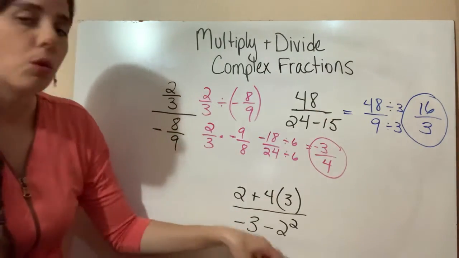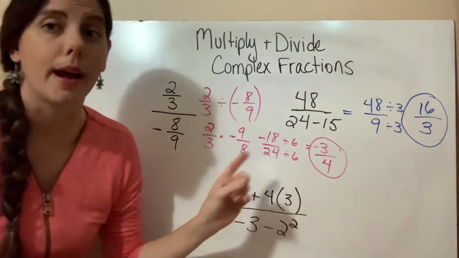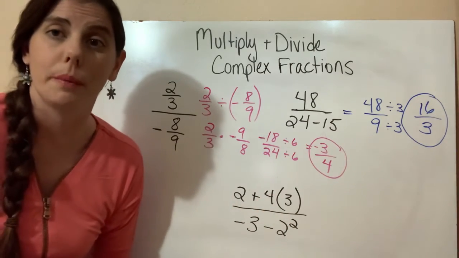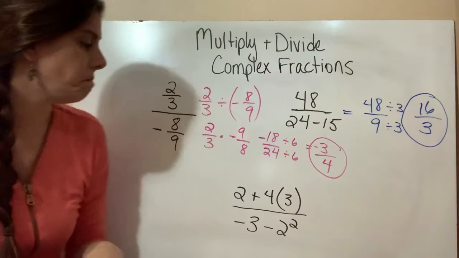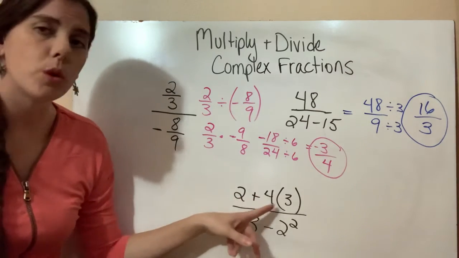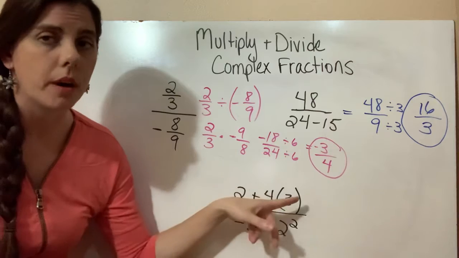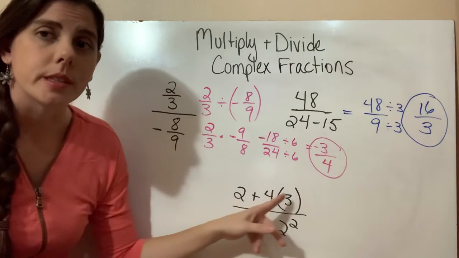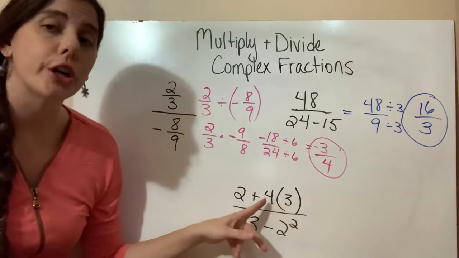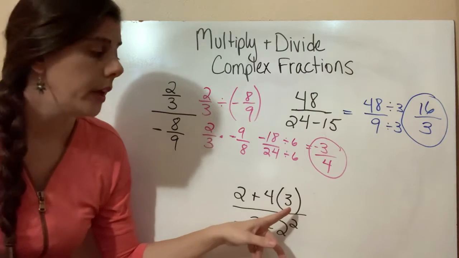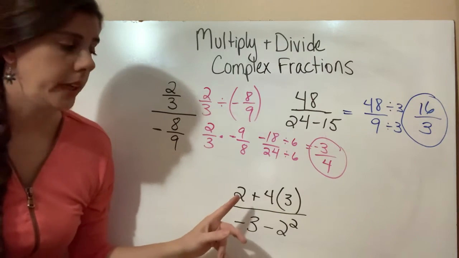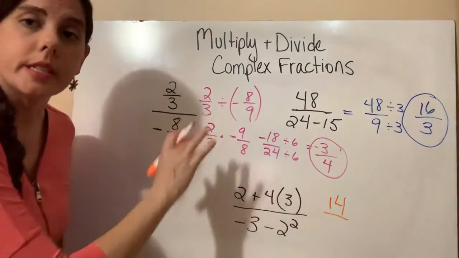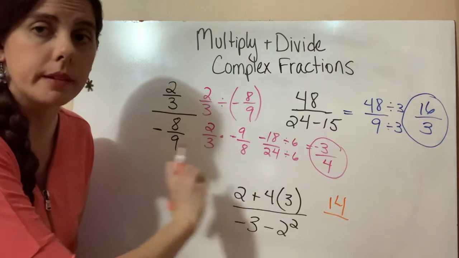So now let's employ those methods for our last problem. And now we have multiple operations happening on the top, multiple operations happening on the bottom, and we'll do the same thing. So 2 plus 4 times 3. We're going to treat this as its own problem and forget about the bottom. Just simplifying the top right now. In our order of operations, multiplication goes first. So we're going to do 4 times 3, which equals 12, and then we'll add that to 2, which would equal 14. So 2 plus 12 equals 14. So we just simplified the top, keeping it separate as its own problem.